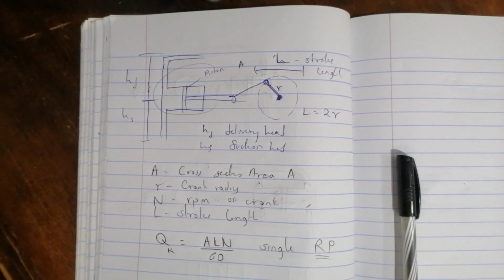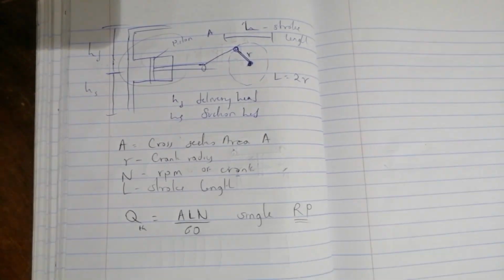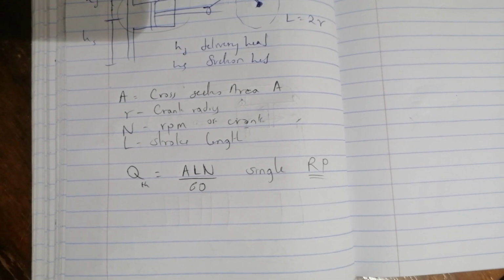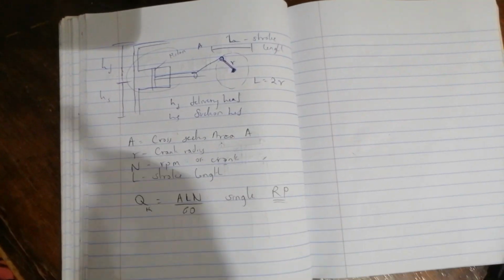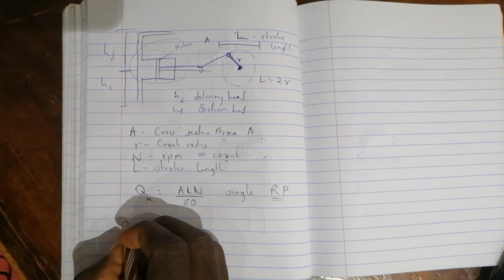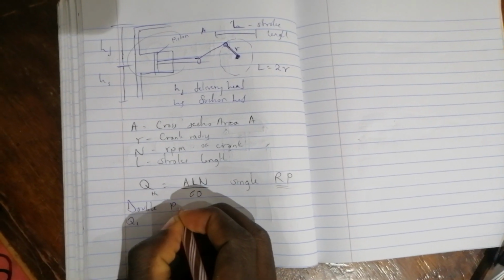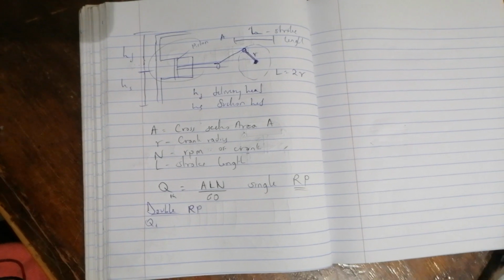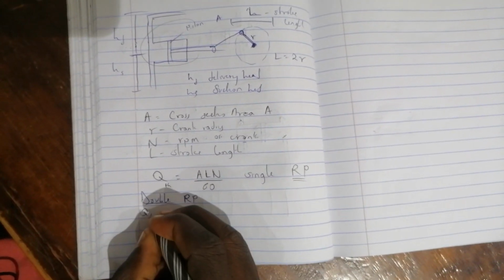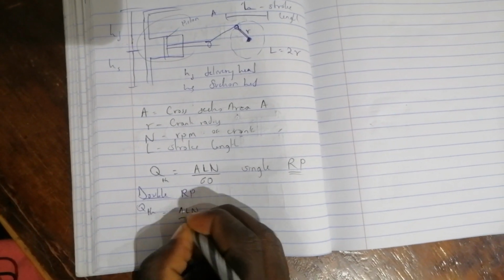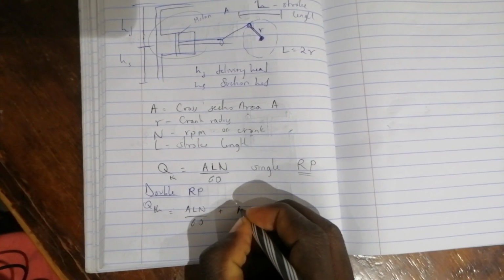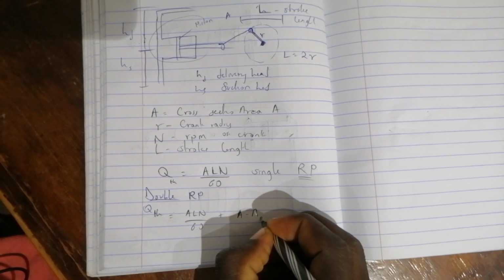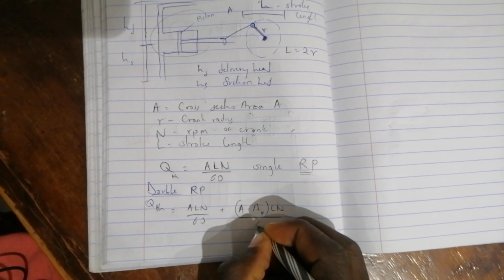Now you might ask, what about when we go to a double or triple reciprocating pump? That's kind of easy. So for a double reciprocating pump, just start with ALN over 60. So this is for the first stroke. Then you add (A minus AP) into brackets LN over 60.